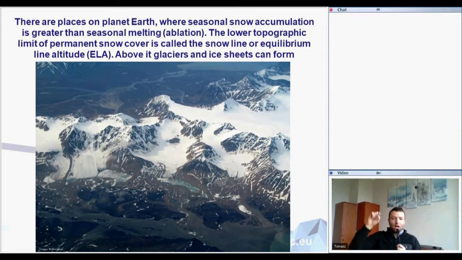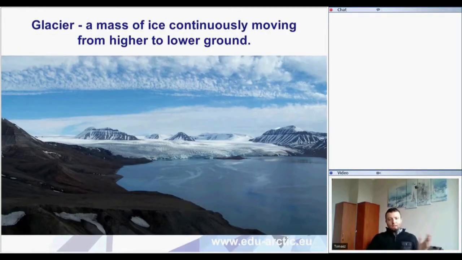That's the altitude above which the snow will stay from previous year. If the snow stays from previous year, the glaciers can form. Glaciers and also huge ice sheets. By the shortest definition, a glacier is a mass of ice continuously moving from higher to lower ground.